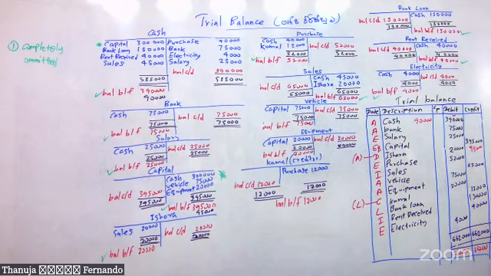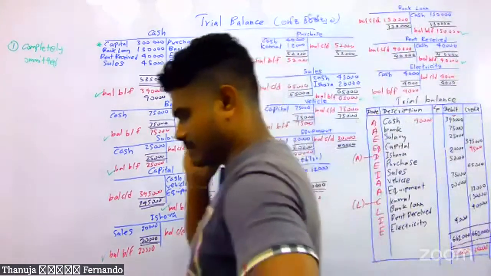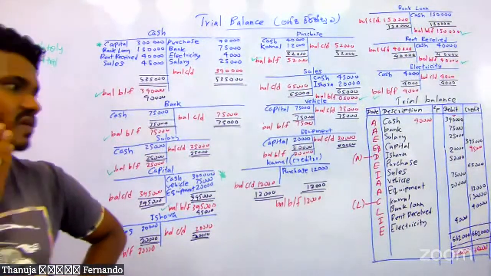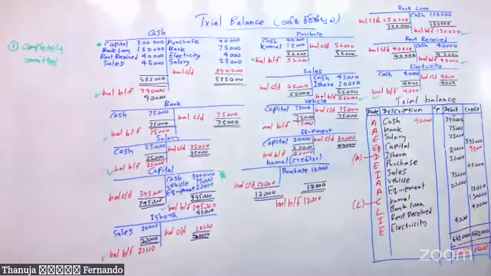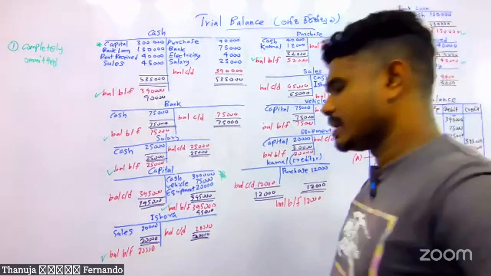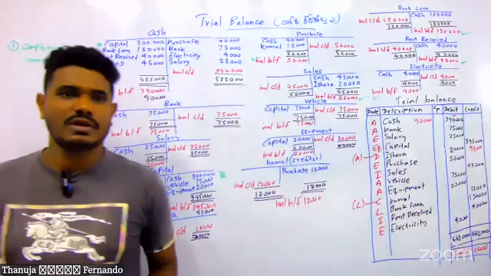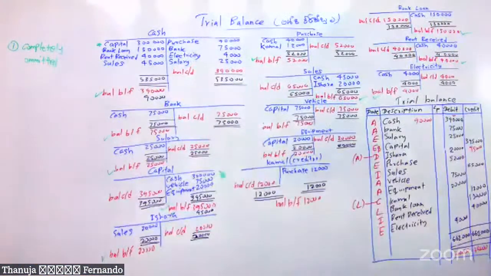There are accounting errors that can be categorized into two. First one, errors that do not affect the agreement of trial balance.